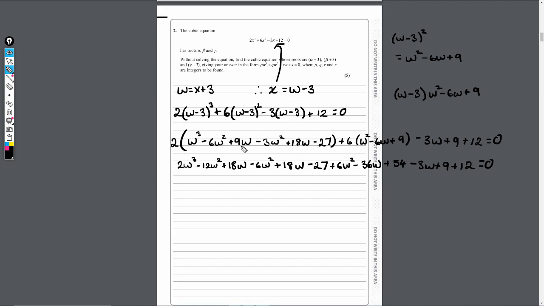Oops, I forgot to times my 27, minus 27, by 2. So this here will be minus 54. Okay, that's minus 54 there, so apologies for that. So now let's clean this up again.